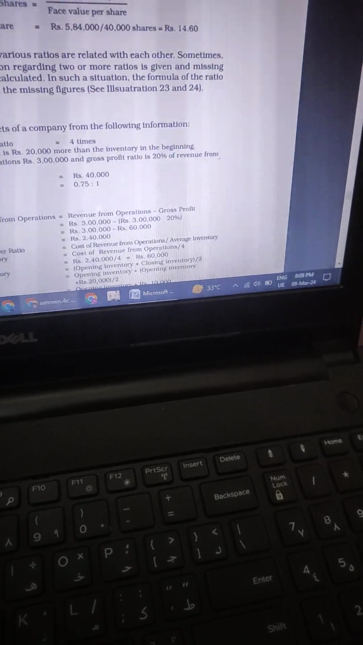Book value per share is equity shareholders funds divided by number of equity shares. Number of equity shares we have already calculated, that is 40,000. So 5,84,000 divided by 40,000 gives 14.60.